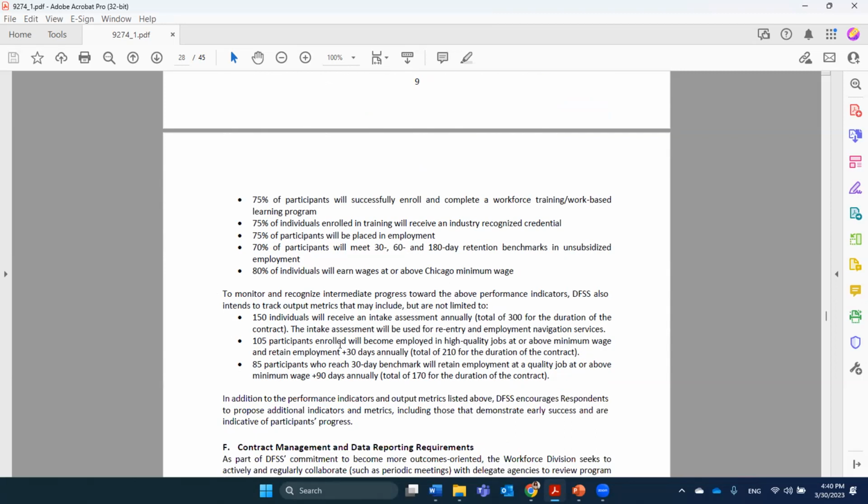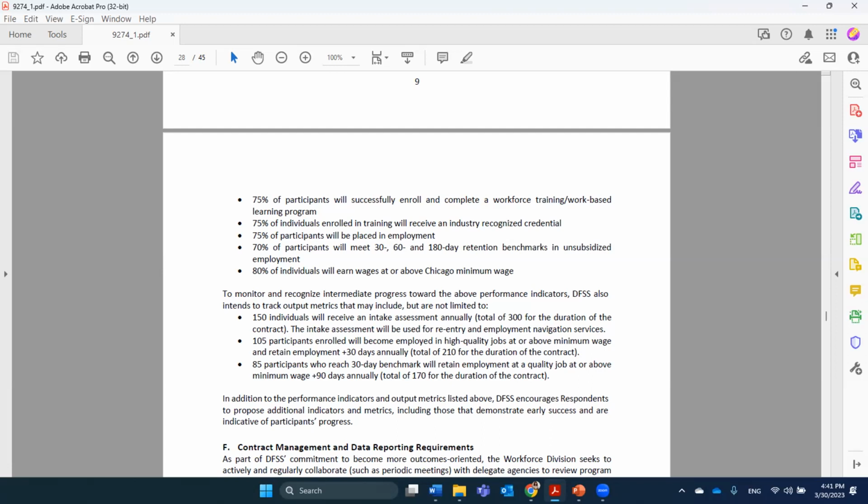And then also within that, they have a specific way that they expect you to collect this data. So they outline that there should be an intake assessment. There should be at least 105 people enrolled that become employed and retain that employment. And then also they have an expectation of how many people will meet that 30-day benchmark and at what minimum wage proportion.